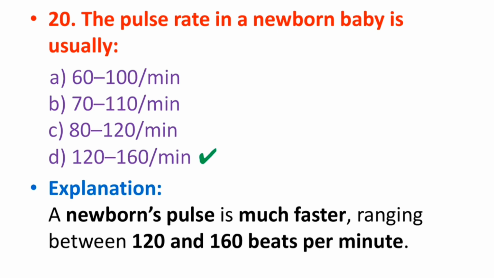The pulse rate in a newborn is usually: option A, 60 to 100 beats per minute; option B, 70 to 110 beats per minute; option C, 80 to 120; option D, 120 to 160 beats per minute. The correct answer is option D. A newborn's pulse is much faster, ranging between 120 and 160 beats per minute.